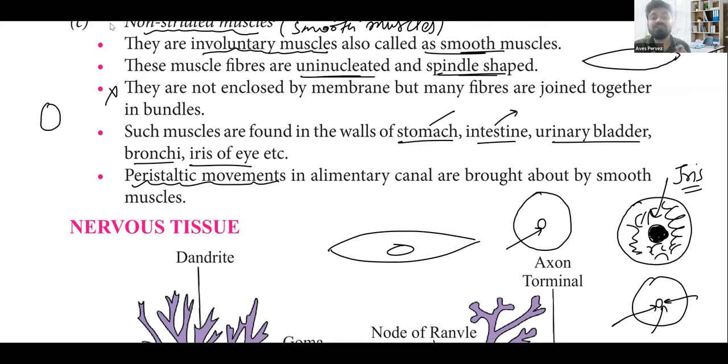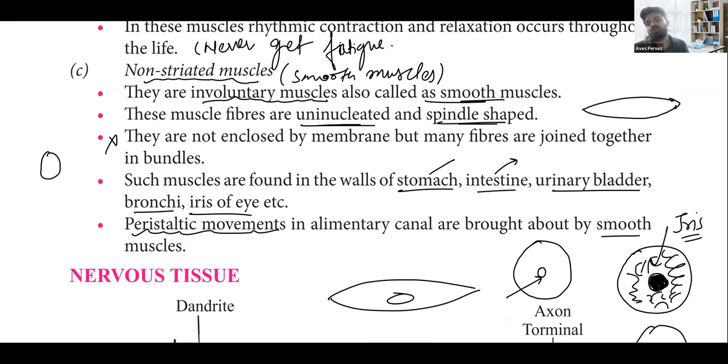Okay. So these are involuntary actions that are not controlled by us. You cannot control the size of your pupil. It is not in your control. We can say that this is controlled by the iris, smooth muscles. So these are some involuntary actions controlled by the iris. Please note it down. Skeleton, non-striated muscles. Don't write this point.